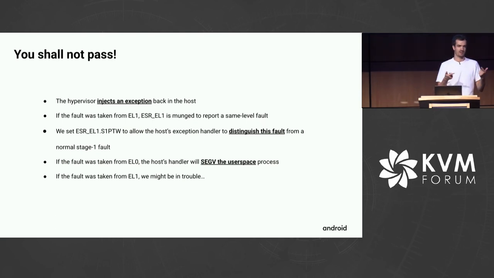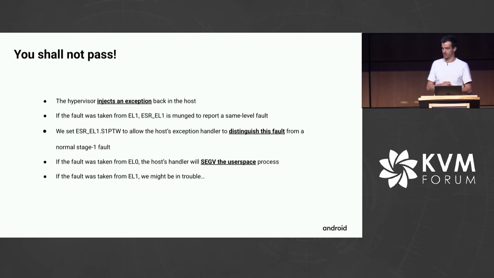When we see that at EL1 in the host kernel, we'll say, oh, the hypervisor is telling me that a guest has been accessing memory it shouldn't, and I really don't know what to do, so I'll just SIGSEGV the user space process that did that. If the fault was taken from EL1, however, it's a little bit more complicated.